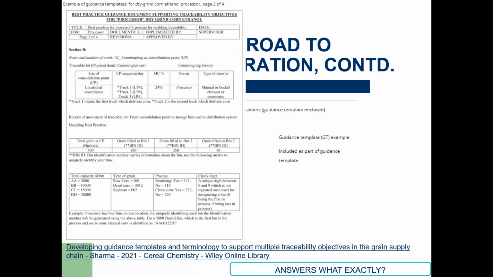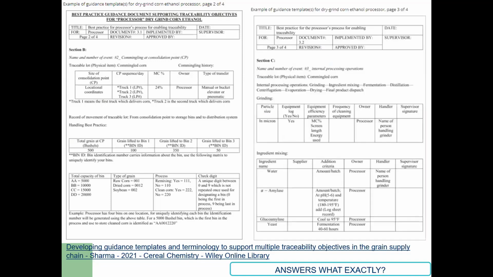So this is a guidance template example. Like these are the traceability requirements or a traceability template that would look like for a processor of dry grind corn ethanol. That's the example I used in that paper, but if you go through it, there is a way to easily customize it according to your processes. And if you're considering writing some traceability programs or traceability plans for your own company, and you're finding difficulty how to do it and what things to consider, you can always contact me. I'm all for traceability and I'll customize it for you.